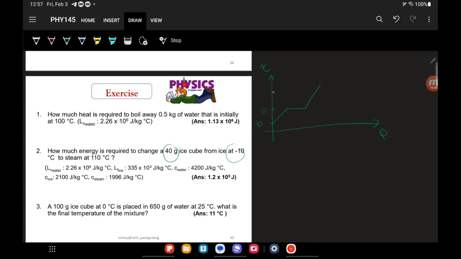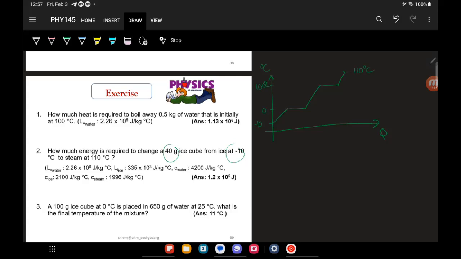To steam. So when will it reach steam? At 100 degrees Celsius. And then after that, what happened? Again, it's going to be constant. Again, it goes through the vaporization process, and after it is done, the temperature will continue to rise. So what will be the last temperature we're looking for? It is going to be 110 degrees Celsius.